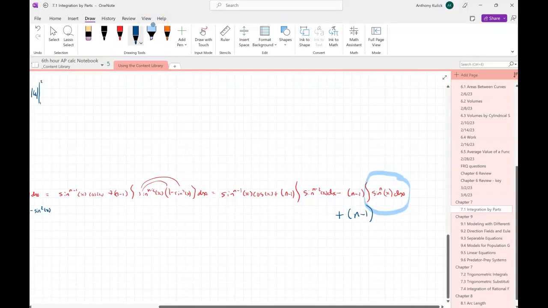Wait, how did you factor in the sine n minus 2 and the sine n minus 1? How did you do that? Well, I added the exponents. So sine n minus 2 times sine squared is sine to the n minus 2 plus 2, which is just sine to the n. Then why did you put n minus 1? Because that's the coefficient here. I distributed the integral symbol and the coefficient in front of it also, right? Is that okay?